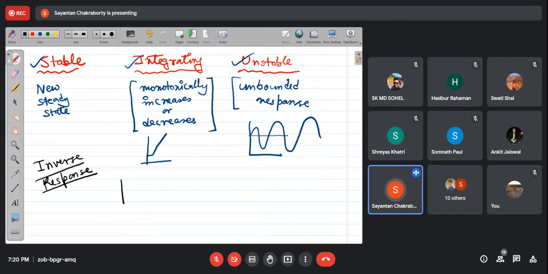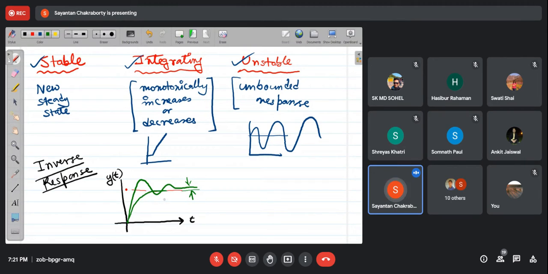Now, what is an inverse response? Suppose we have a system, this is y(t), and say this is a steady state value. So we expect the response, if it starts from 0, to move like this and reach steady state, or it may move like this and reach the steady state. It may reach the exact steady state or may have some steady state error. But the response is normally like this.